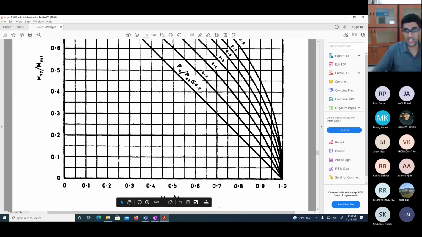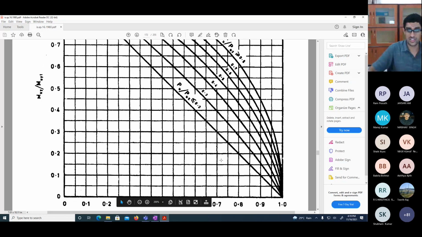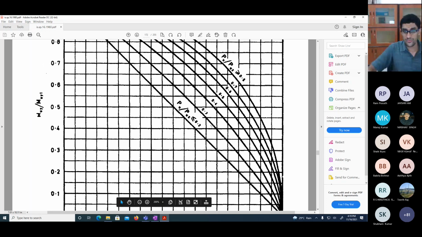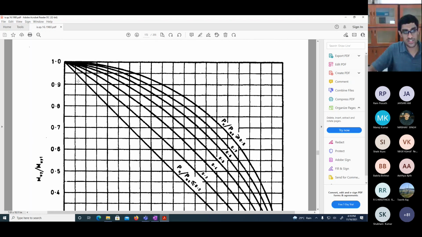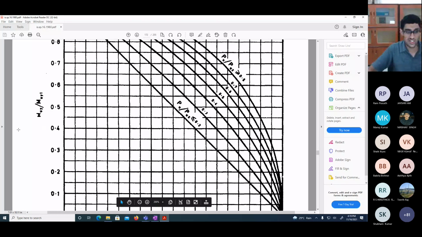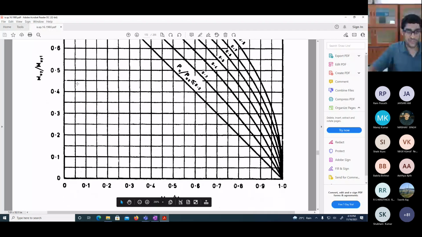So I just have to look at that and see whether I fall within the range. Pu by Puz 0.37 is this curve. Okay, you can take the 0.4 curve. This is the curve that your point should fall inside. My Mux by Mux1 of 0.44 is somewhere along this line, and my Muy by Muy1 is also along this line. So it falls within the curve.